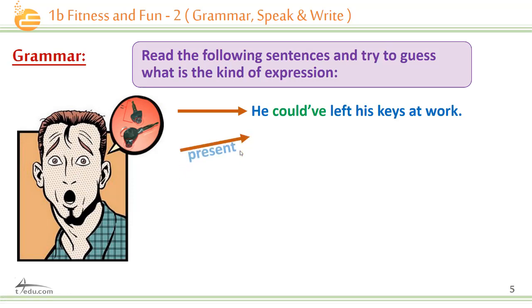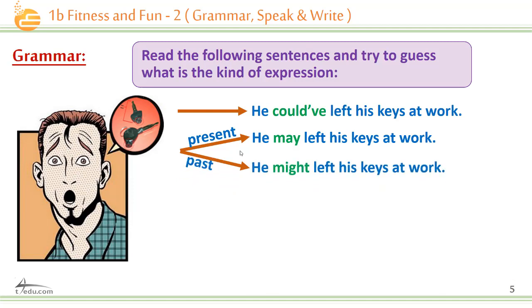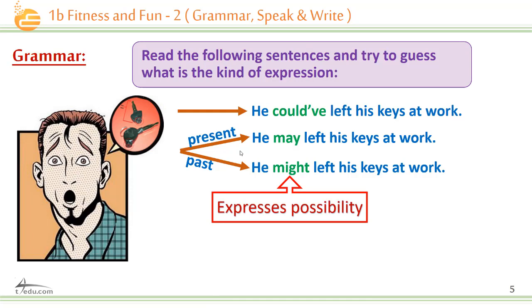Let's see another way of expressing possibility. He may have left his keys at work. We don't know, but he may have left his keys at work. In the past, we say, he might have left his keys at work. Here, we don't know. We're just giving some expectations or guesses. Where did he leave the keys? Usually these kinds of modal verbs express a possibility. We have different kinds of possibilities.